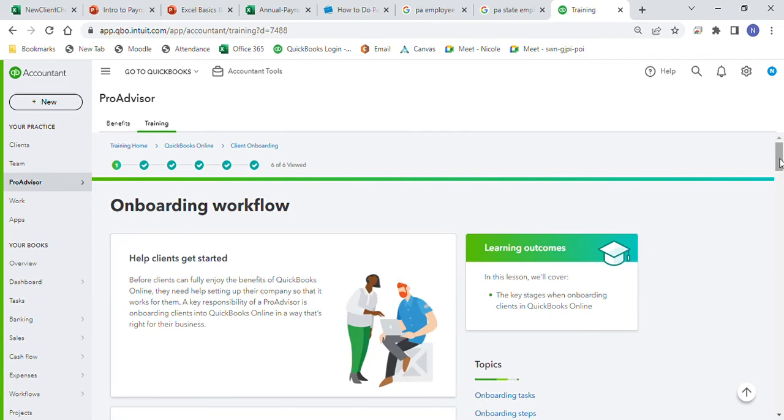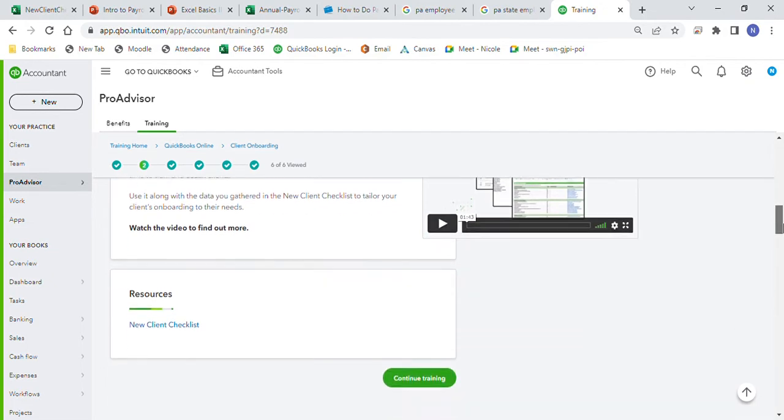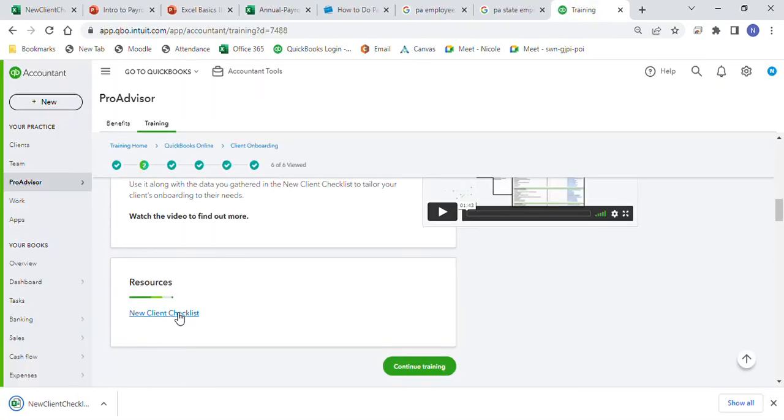So here I'm on the Onboarding Workflow. And if you scroll down on onboarding tasks, scroll down just a little, here's the new client checklist. And when you click it, it's an Excel file. You would have to download it to your computer. I already have it, so I'm not going to take it. And I have it right here for you to look at. I've changed mine, so. All right.